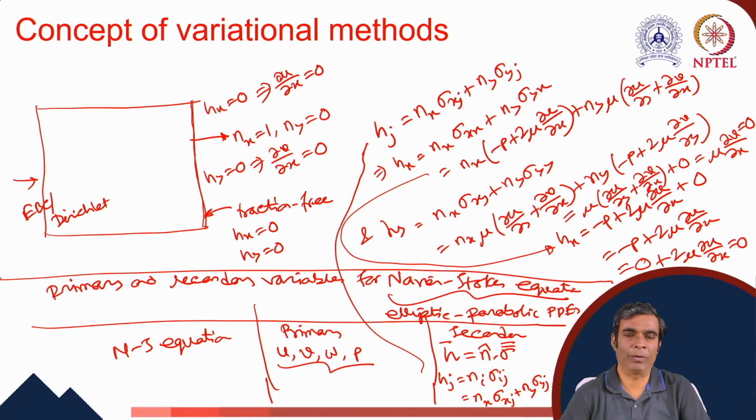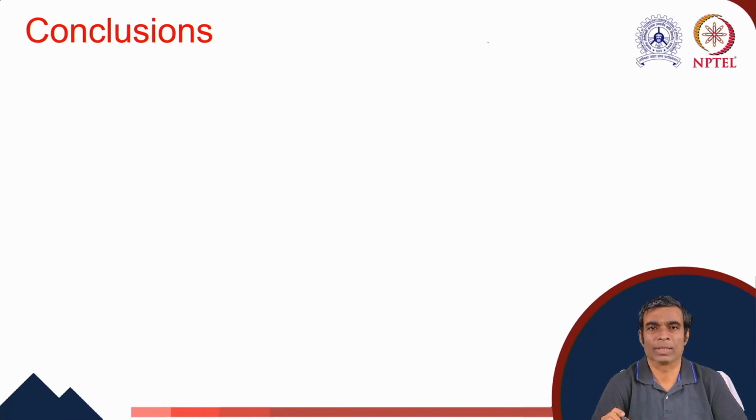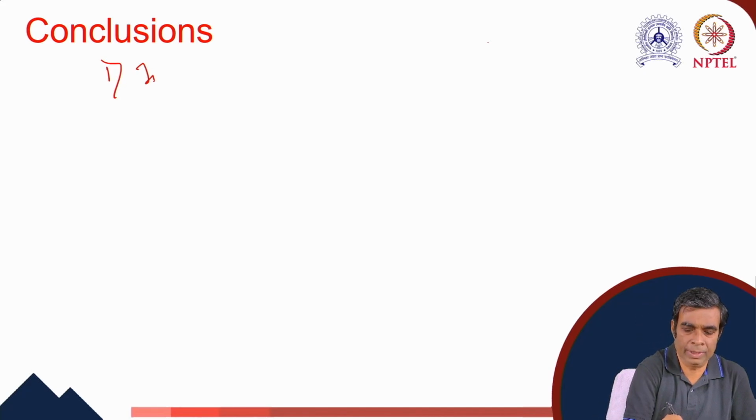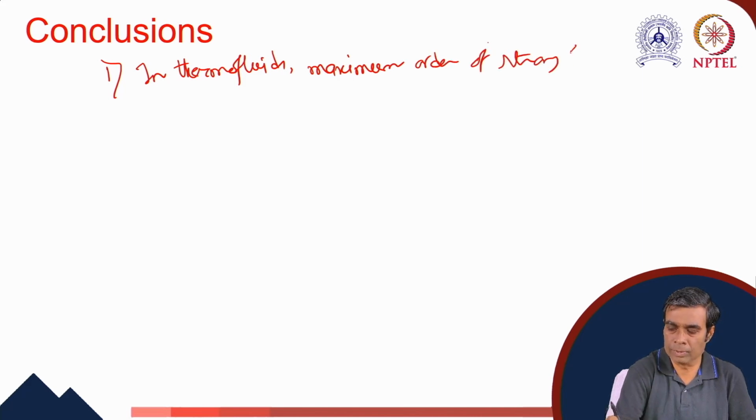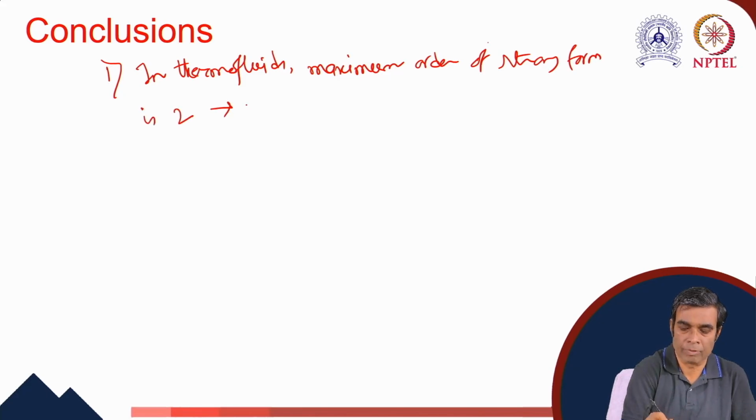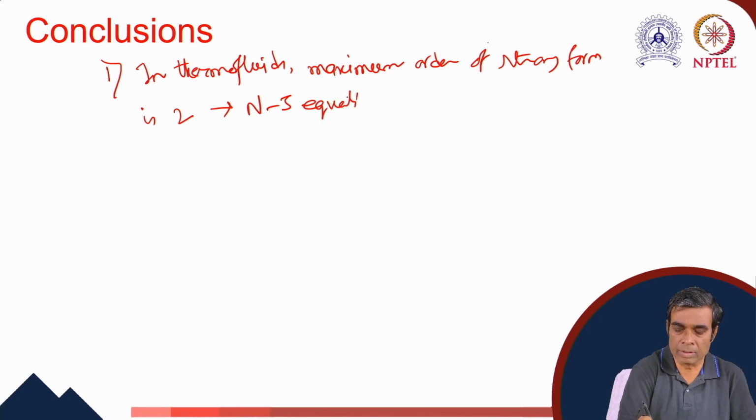So in brief, these are about the strong form, primary variables, and secondary variables. I conclude today's lecture. Today we have discussed the strong form of the governing equations in relation to thermofluids. We have 3 basic conservation equations: conservation of mass, conservation of momentum, and conservation of energy. These equations are of maximum second order. So the first point is that in thermofluids, the maximum order of the strong form is 2 for the Navier-Stokes or the linear momentum equations, as well as the energy equation.